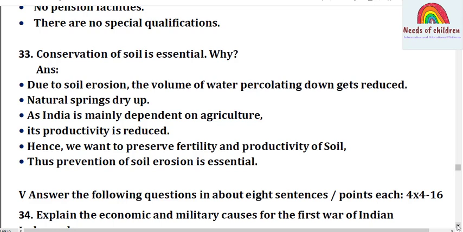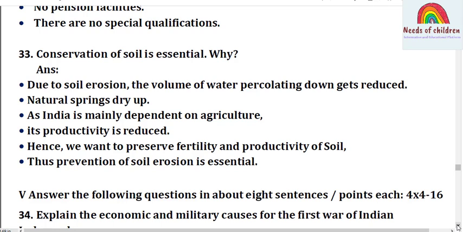Answer for this. Due to soil erosion, the volume of water percolating down gets reduced. Natural springs dry up. As India is mainly dependent on agriculture, its productivity is reduced. Hence, we must preserve the fertility and productivity of soil. Thus, prevention of soil erosion is essential. Okay, so this is about the 3-mark question.